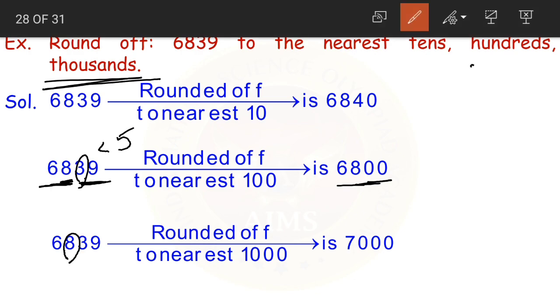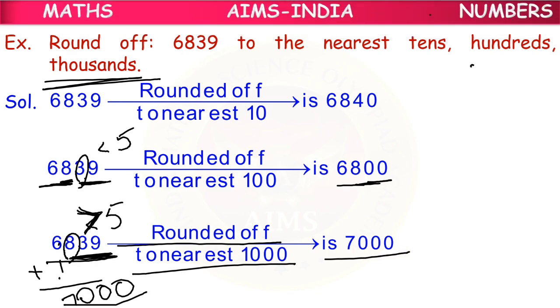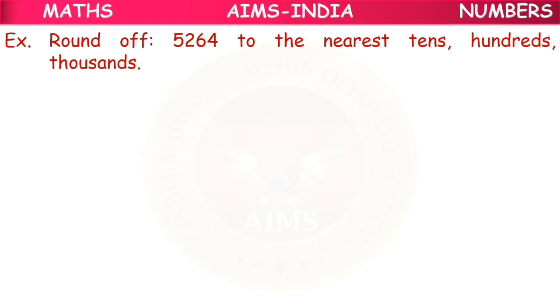Now again the same number rounded off to the nearest thousands. Look at the digit in hundreds place. It is 8, that is greater than 5. So add 1 to the digit in thousands place. 6 plus 1 becomes 7 and replace these 3 digits by zeros. So 6,839 when rounded off to the nearest thousands becomes 7,000. Yes, students?